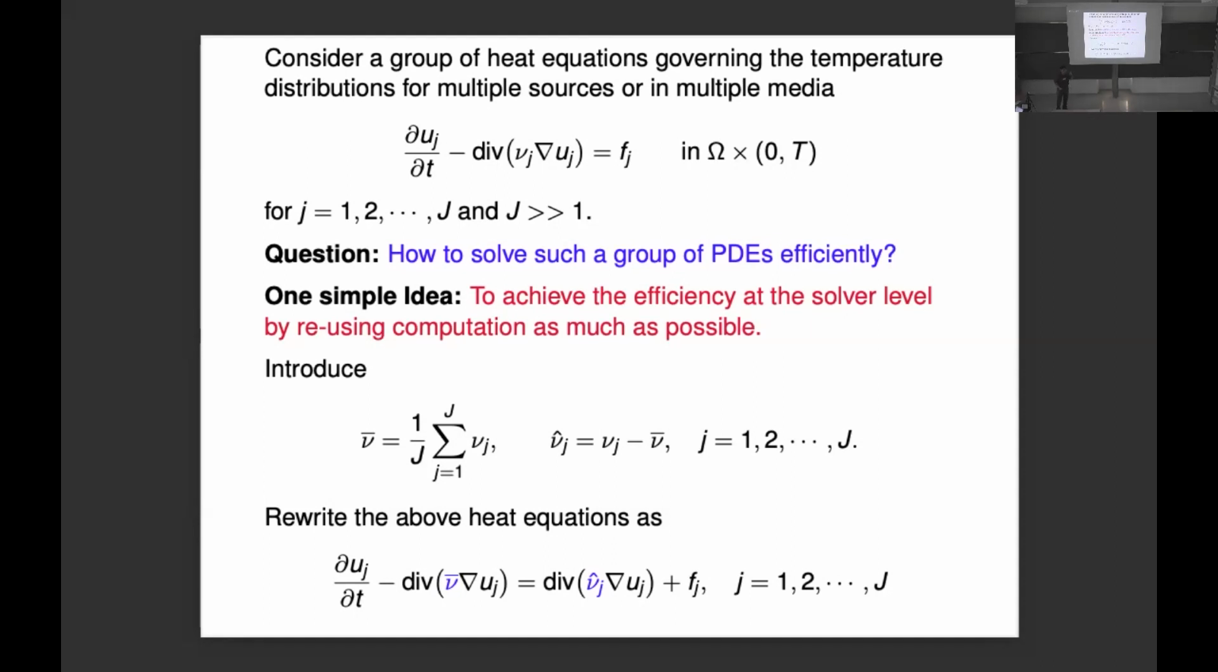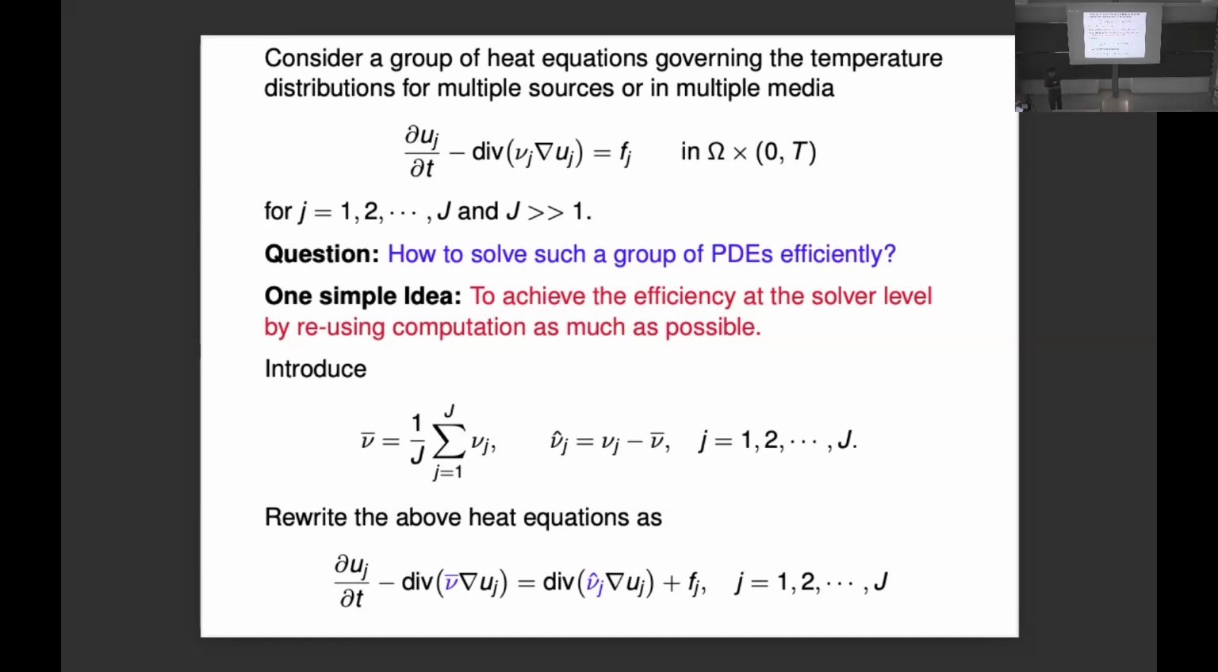Yesterday, there were a couple of talks about MOR, model order reduction. That's another approach. You reduce the model, make the model simpler, and then you achieve efficiency in the computation. Here it is not that. The idea is you don't change the model, it's the same model, but you reuse computation to get the efficiency.